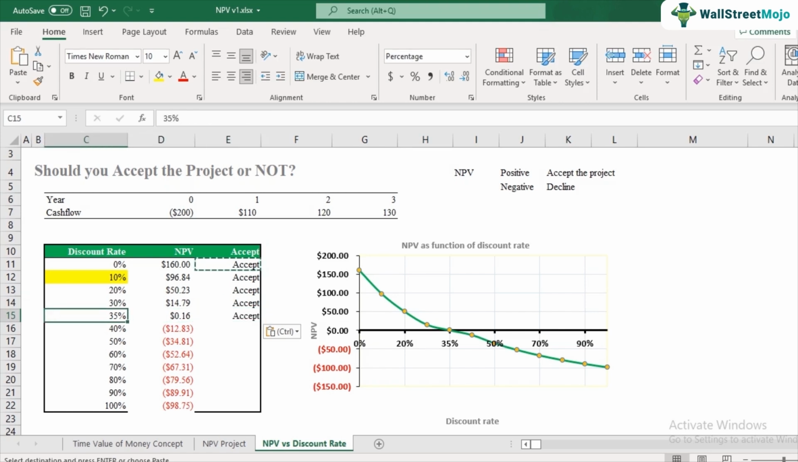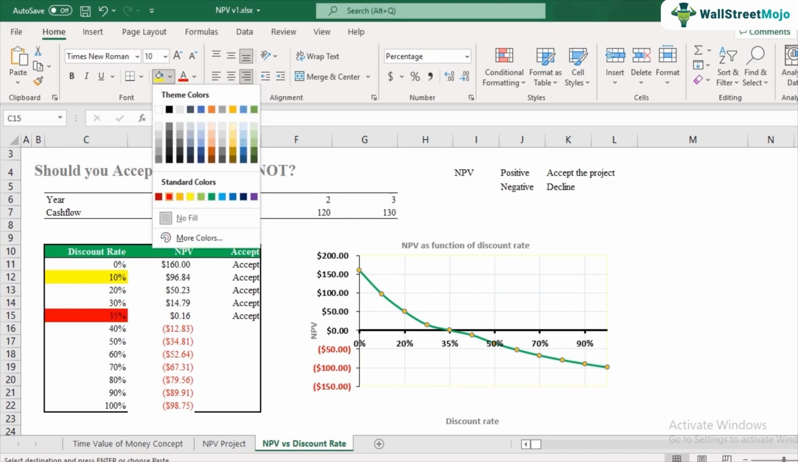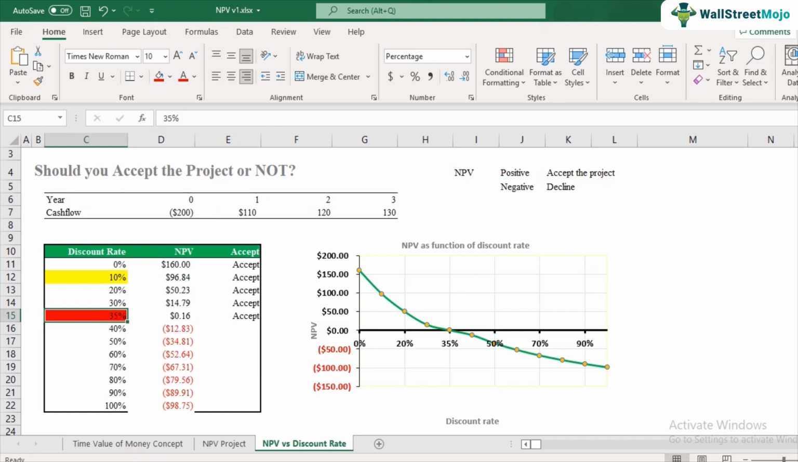Now, what these changing discount rates mean is that, let's say if you were expecting a rate of return of 35% from your projects, then in this case, your NPV is very close to 0. All right. So still, you may want to accept it or reject it. It's a separate thing altogether. But here it is still positive, so I'm writing it as accept.